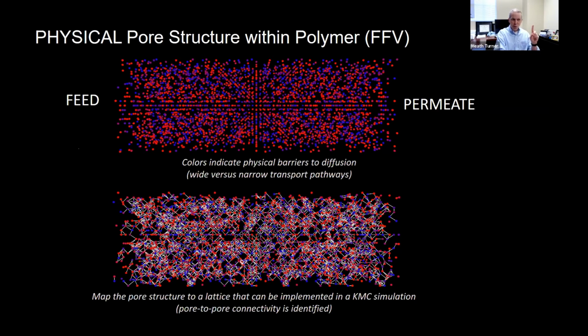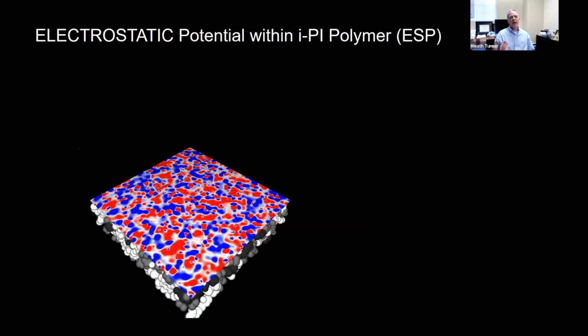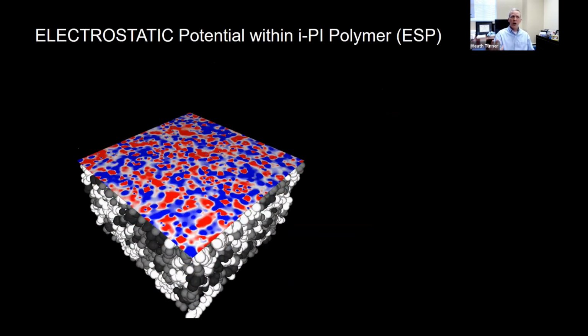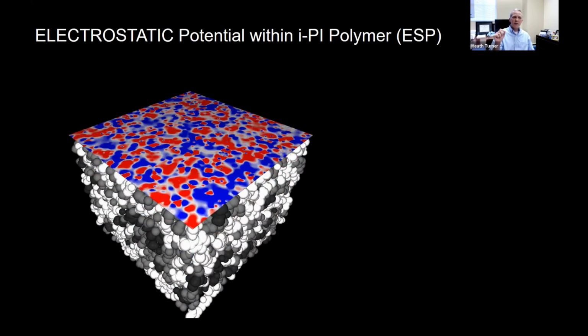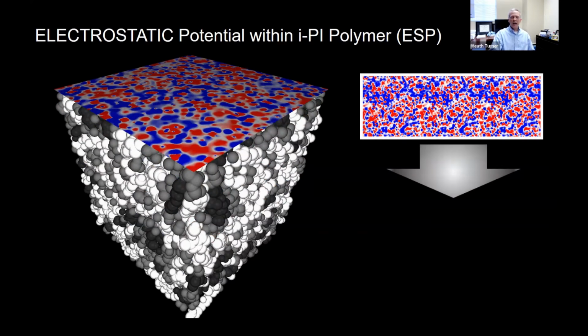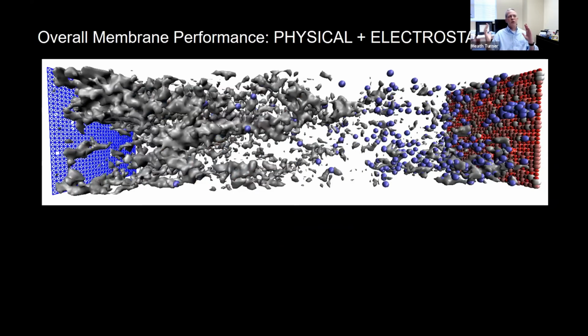So again, that's one piece of information. The other piece of information that we can take is that electrostatic information as well. So we can take information about the electrostatic potential in our system. And again, with the exact same model, we can map that as well to our kinetic Monte Carlo simulation. So what we can do is blend those two pieces of information together.